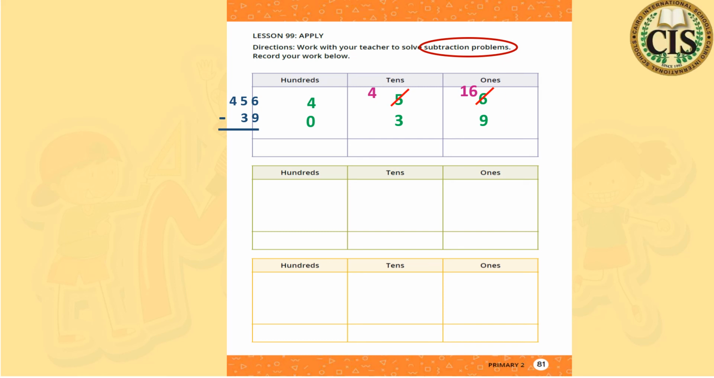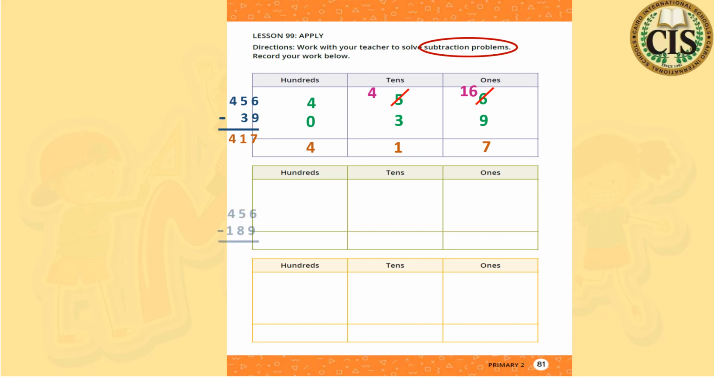Great. Now we have more on the top. 16 is greater than 9. Count from small number to big number. After 9, 10, 11, 12, 13, 14, 15, 16. How many fingers? 7. So we will write 7. 4 minus 3. Count from small to big. After 3, 4. So we will write 1. 4 minus 0 equals 4. So 456 minus 39 equals 417.